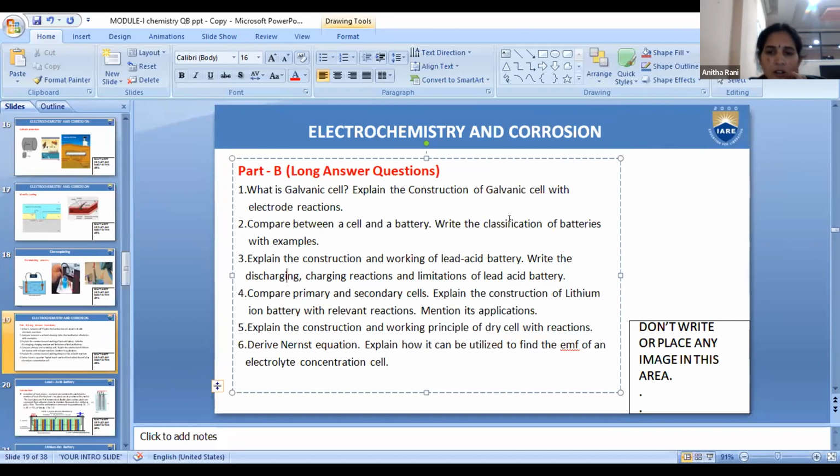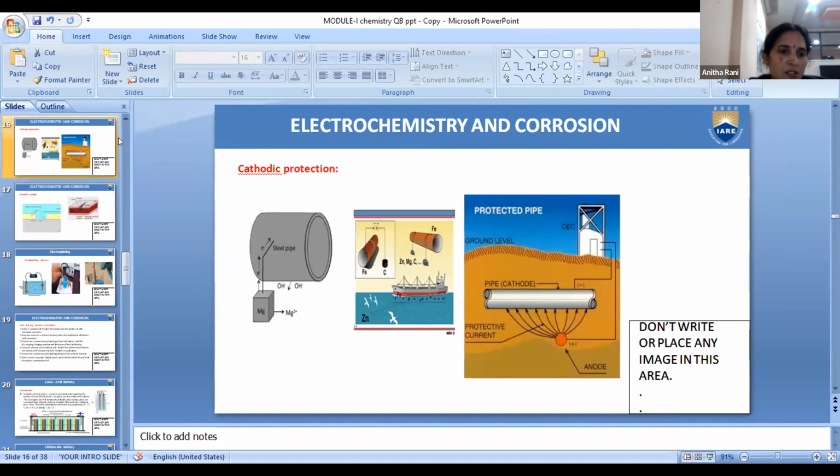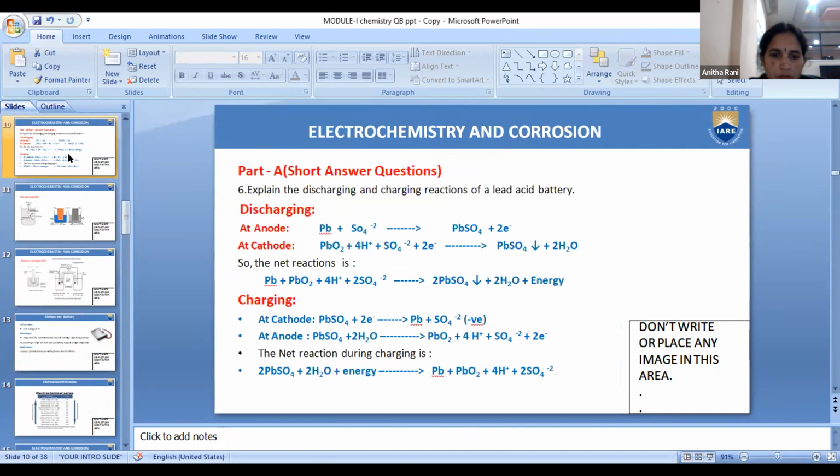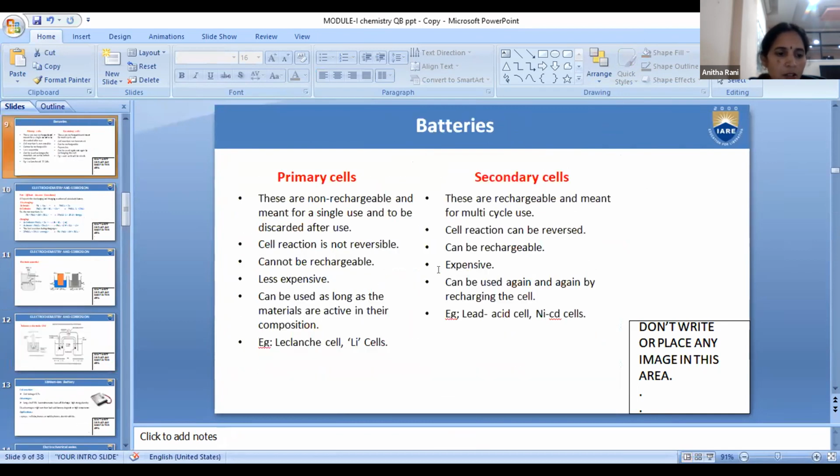So classification of batteries already you know. Primary and secondary batteries. Students, you learn these points. Primary cells are non-rechargeable and meant for single use and to be discarded after use. Secondary cells are rechargeable and meant for multi-cycle use. In primary cells, cell reaction is not reversible. In secondary cells, cell reaction can be reversed. Primary cells cannot be recharged. Secondary cells can be recharged.